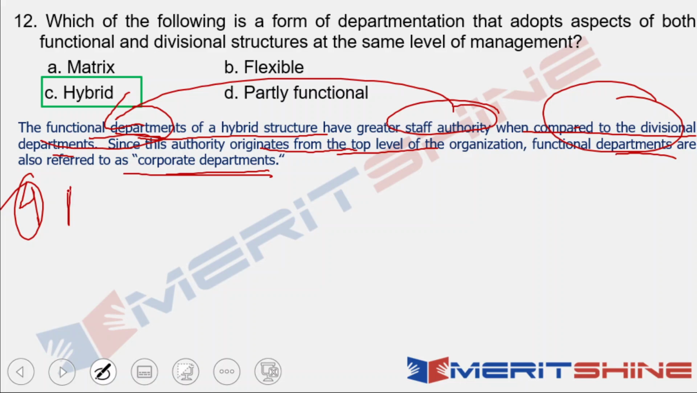Now coming to the matrix structure. How is matrix different? It also adopts aspects of both functional and divisional. So how is it different? It is different in this way. Let me draw it. My drawing would not be very good, but let me try.